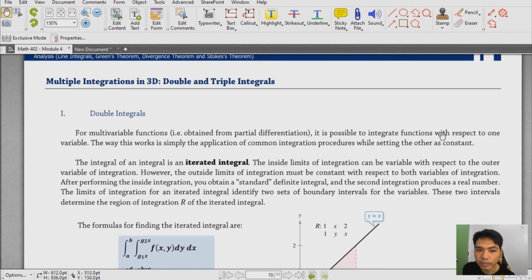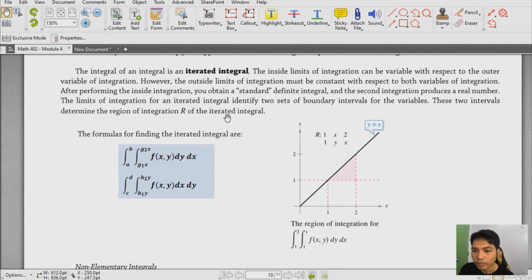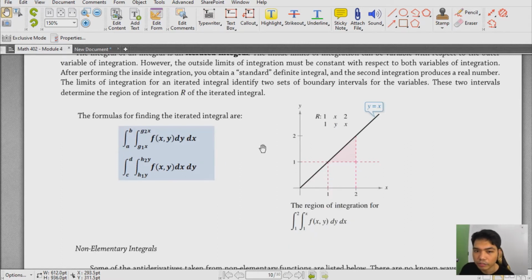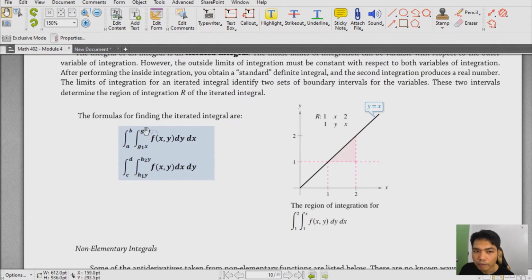So ano ba ibig sabihin ng double integrals? Galing siya dun sa concept na, di ba nagkakaroon tayo ng partial differentiation. So technically, pag ginawa mo to, para ka ginagawa mo yung reverse ng partial differentiation. So that is multiple integration. So ito yung formula for the iterated integrals. We have f of xy. So dalawa yung variable niyan and then dalawa rin yung kanyang differentiating variable.